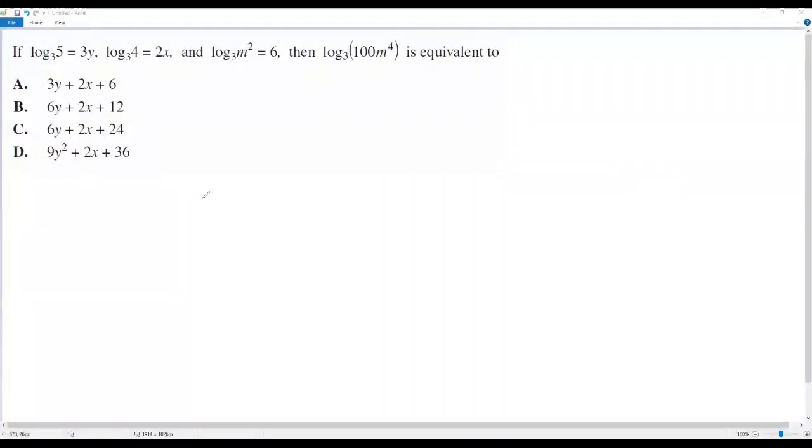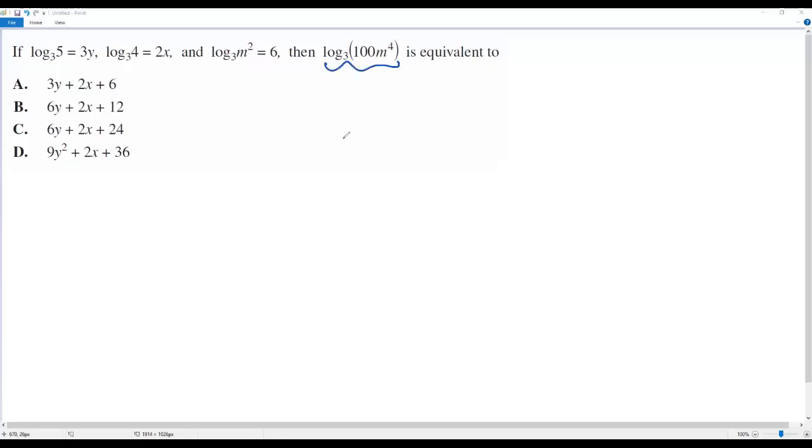Here we have a pre-calculus problem. Okay, let's go with the question. If log 5 to the base 3 equals 3y, log 4 to the base 3 equals 2x, and log m squared to the base 3 equals 6, then log of 100 times m to the fourth power to the base 3 is equivalent to.